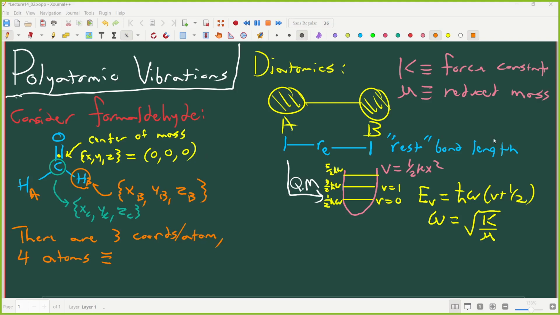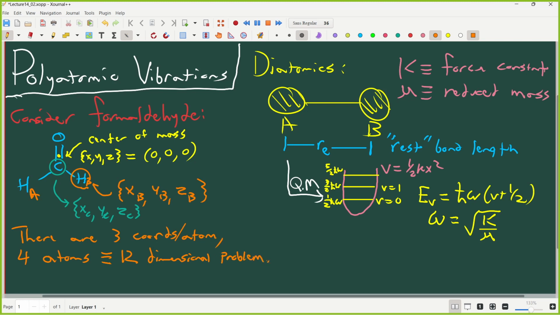All right, so there are 3 coordinates per atom, 4 atoms. This is a 12-dimensional problem. All right, so if we wanted to write a harmonic oscillator for this function, a potential for this function, to solve the Schrodinger equation and calculate wave functions, we're going to have wave functions that have 12 coordinates in them. Right? The wave function will be a function of every coordinate of every atom.